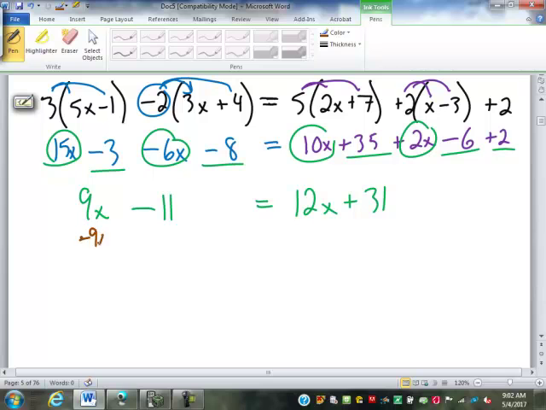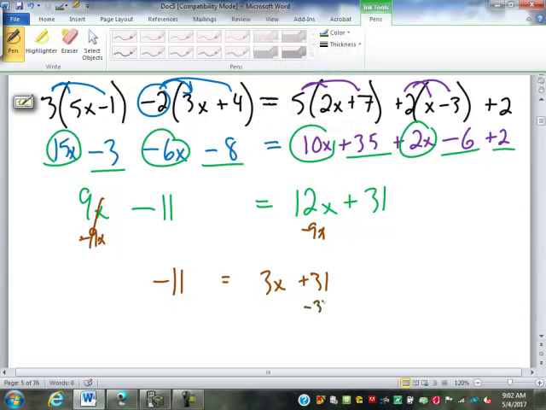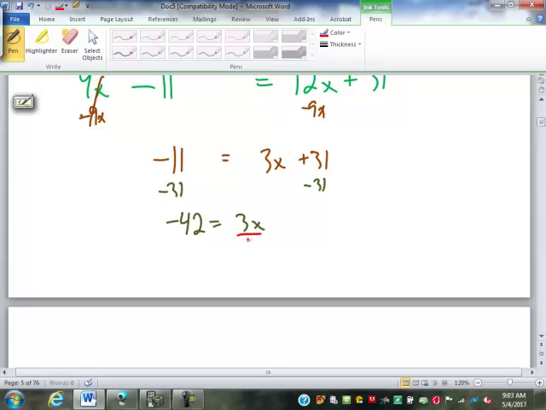Now we're going to get rid of one of the x's. We're going to get rid of the smaller one, which is the 9x. So we've got negative 11 equals 3x plus 31. And then you subtract the 31. Negative 42 equals 3x. And then divide by 3. Negative 14 equals x.